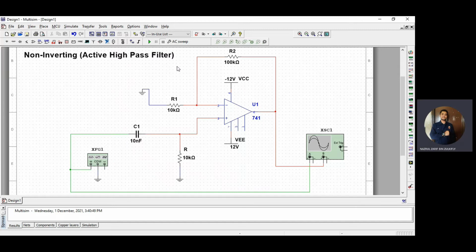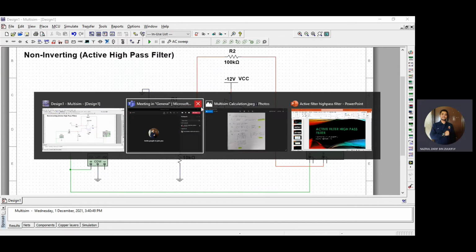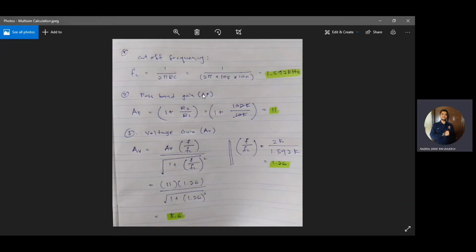So first, we will look at the calculation. There are three components involved in the calculation. First is the cutoff frequency. We put the value of the capacitor and resistor for the high pass filter, which is 10 kilo ohm and 10 nanofarad. And the cutoff frequency is 1.592 kilohertz.